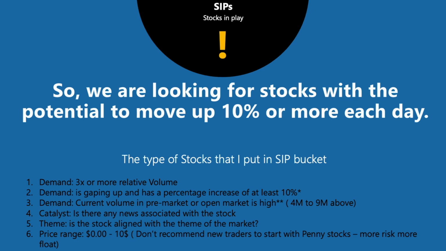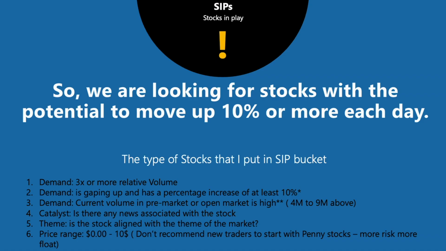There are some parameters to define that these stocks might be considered for SIP. The type of stocks that I put in the SIP bucket should have these pointers. And I'm not saying the stock should have just one of the pointers. It should be a combination of these points. So the first one is demand.